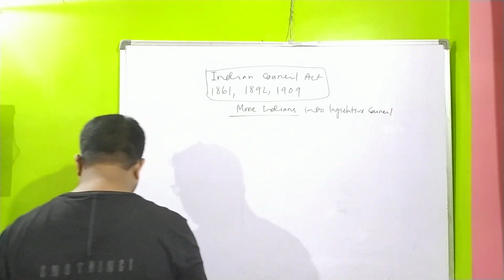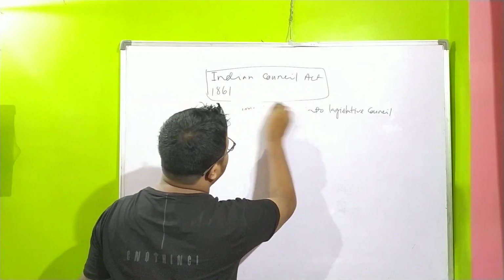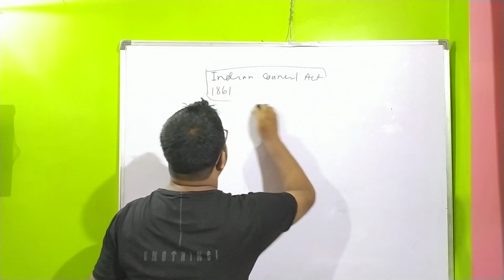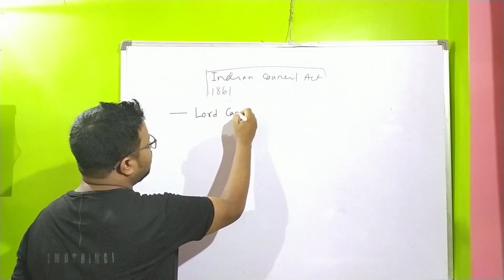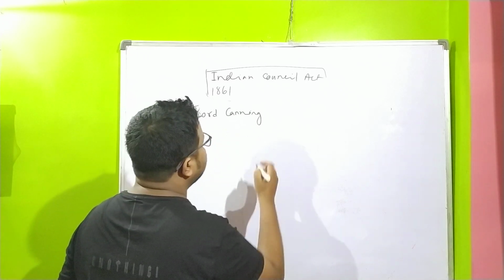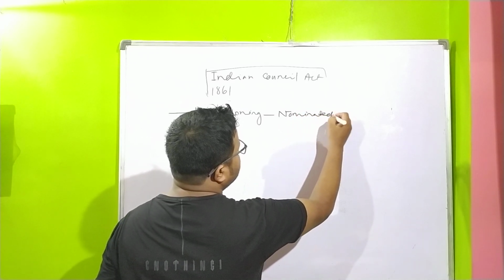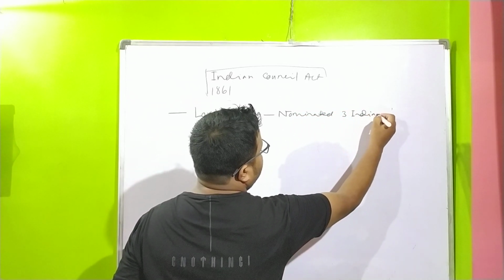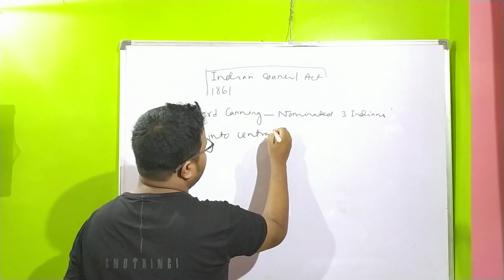First I will talk about the Indian Council Act of 1861. The then Viceroy, Lord Canning, for the first time in the history of the British Raj, nominated three Indians into the Central Legislative Council.